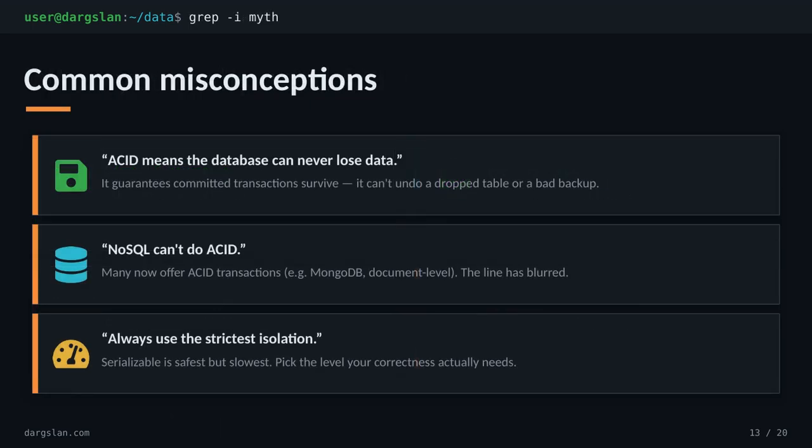Before we go further, let's clear up a few myths that trip people up. ACID doesn't mean your data is invincible. It protects committed transactions, but it won't save you from a dropped table or a corrupted backup. NoSQL can do ACID too these days. MongoDB and others now offer real transactional guarantees. And no, you don't always want the strictest isolation. Serializable is the safest, but it's also the slowest. Pick the level your correctness actually needs.